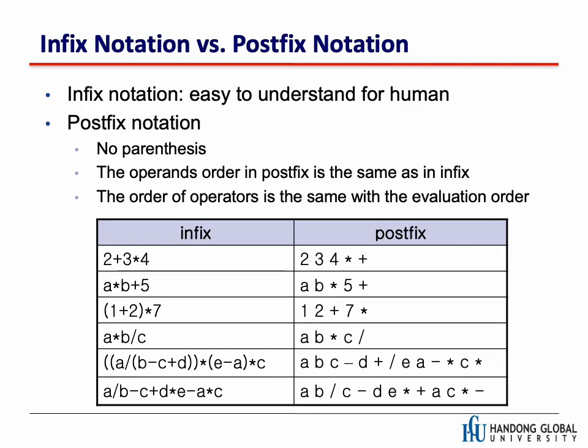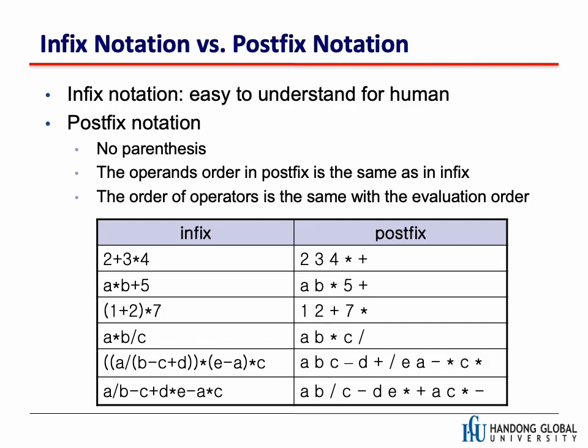In the second line we have A, B, 5 in the infix notation. In the postfix notation we have A, B, 5. So if we look at just operands, ignoring the operators, then the operands keep the same order. And then next, the order of operators is the same as the evaluation order. That's the beauty of these postfix notations.